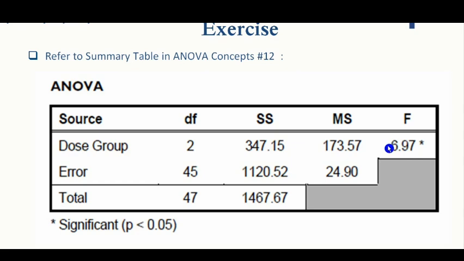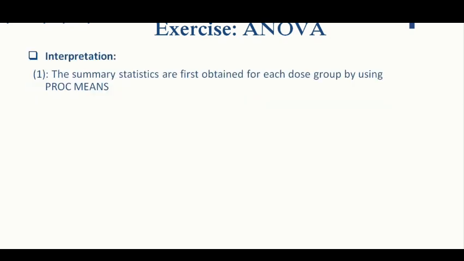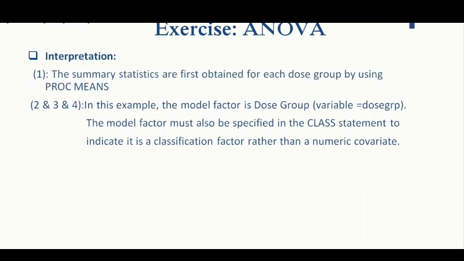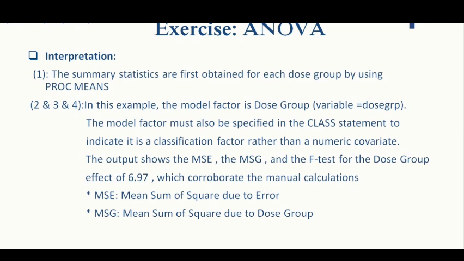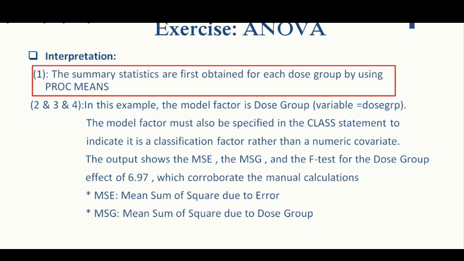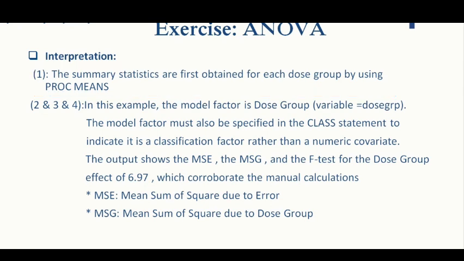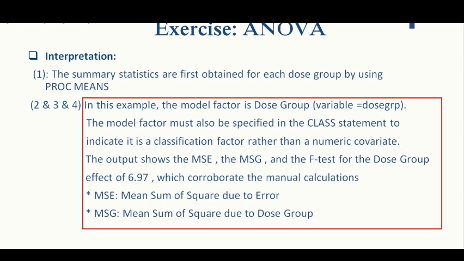So this is 6.97 printed here, the one which we saw. How to write the proc has been explained in this slide. The summary statistics are first obtained for each dose group by using proc means. It is not necessary though. You can directly use the proc GLM. In this example, the model factor is dose group. So the variable is dose group, and it must also be specified in the class statement. The output shows the MSB, the MSW and the F test for the dose group.